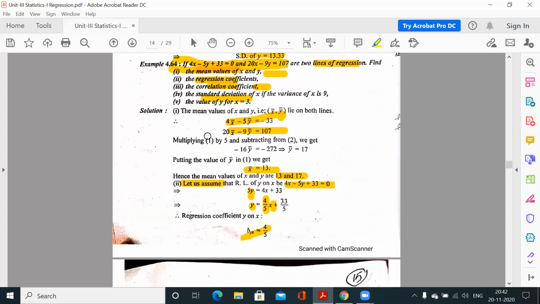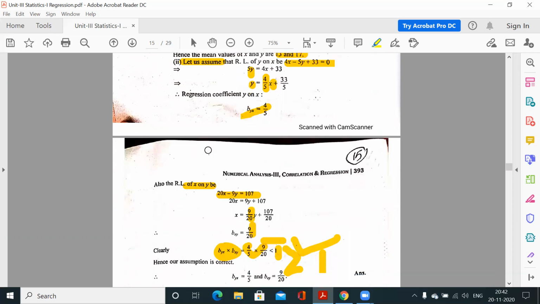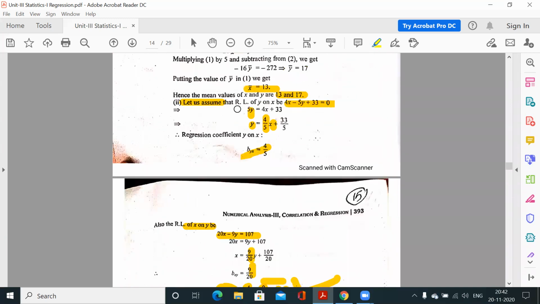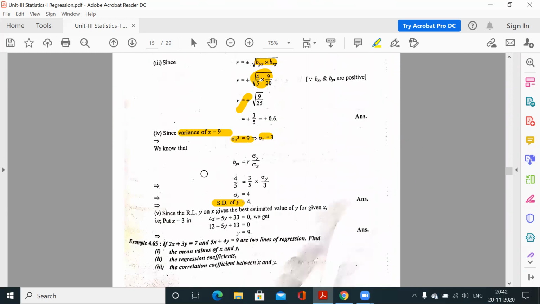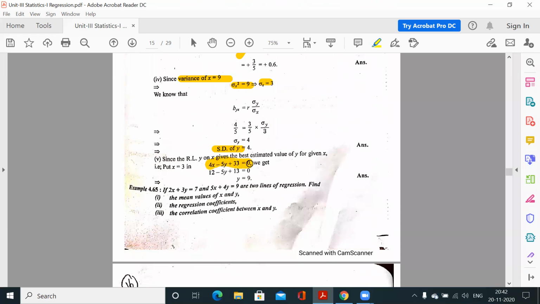Now one extra question is there: the value of y for x is 3. So when x is 3, we have to find y. What do we have to predict? We have to predict y, so we will use the y line. What was the y line? This was the y line: 4x minus 5y plus 33 is equal to 0. In this equation, we will substitute the value of x. x is 3, so we can get y. Clear?